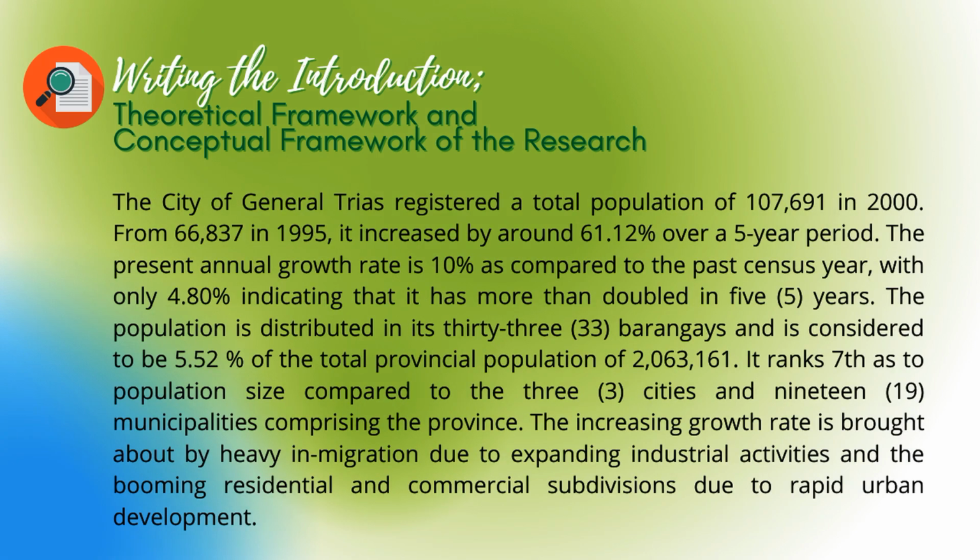The city of General Trias registered a total population of 107,691 in 2000. From 66,837 in 1995, it increased by around 61.12% over a 5-year period. The present annual growth rate is 10% as compared to the past census year, with only 4.80% indicating that it has more than doubled in 5 years.